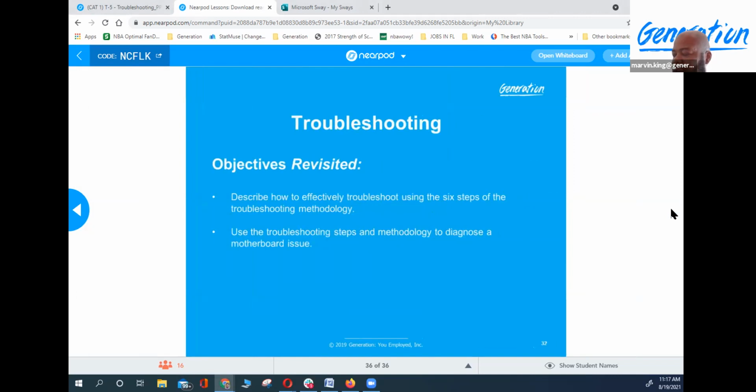Okay. So revisiting the objectives for this session on troubleshooting, we should now be able to describe how to effectively troubleshoot using the 6 steps of the troubleshooting methodology, using the troubleshooting steps and methodologies to diagnose issues. And not just a motherboard, but issues, period.